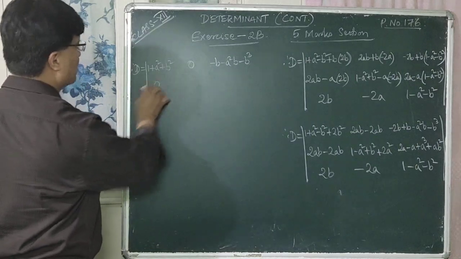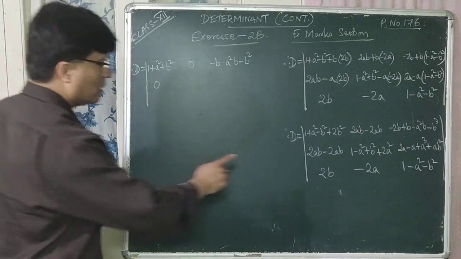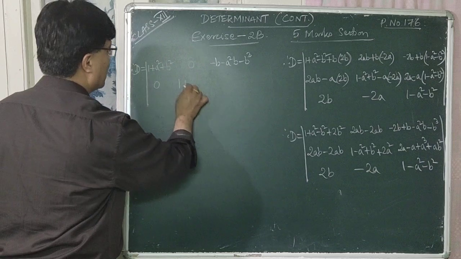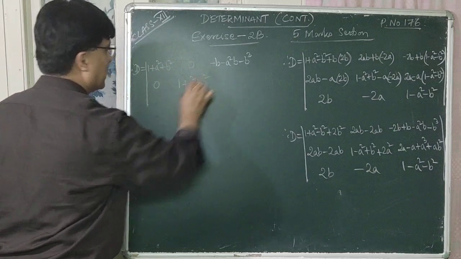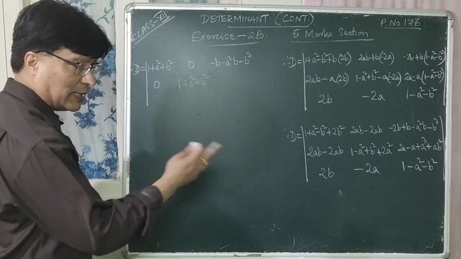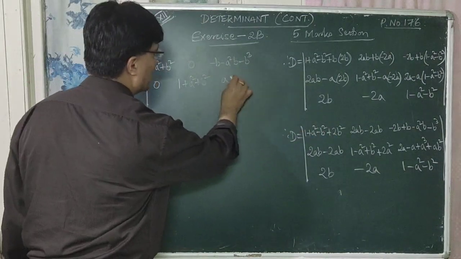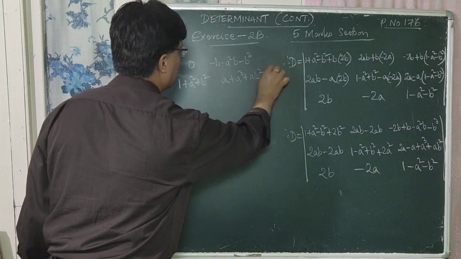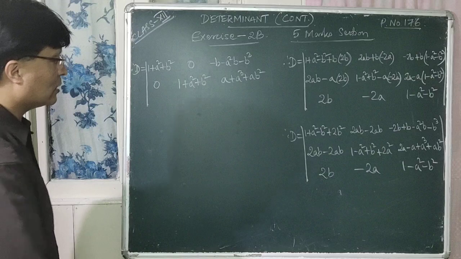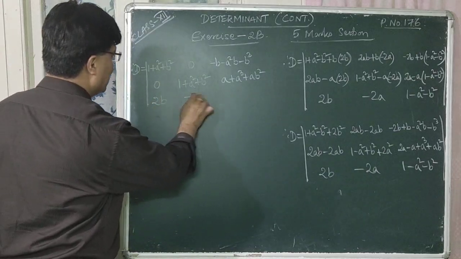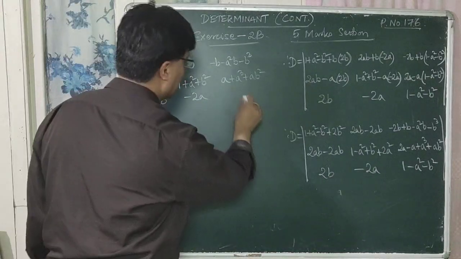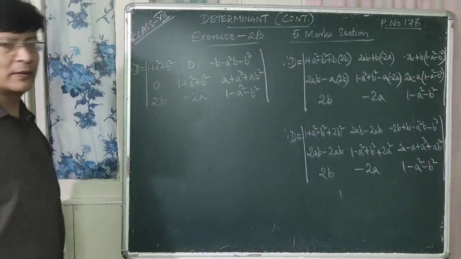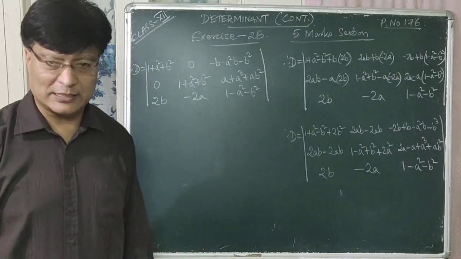2ab minus 2ab, that is 0. Next, 1, write down 1, minus a square plus 2a square plus a square plus b square, right? Then next, what is the third one? 2a minus a plus a cube plus ab square, right? What is the third one? 2b, minus 2a, then 1 minus a square minus b square. So this is the simplified determinant.